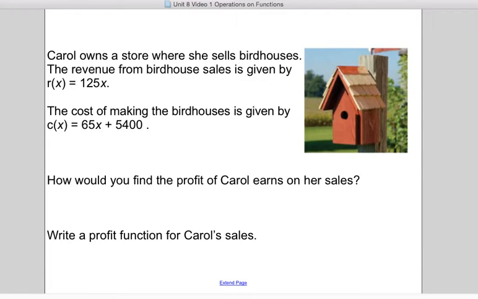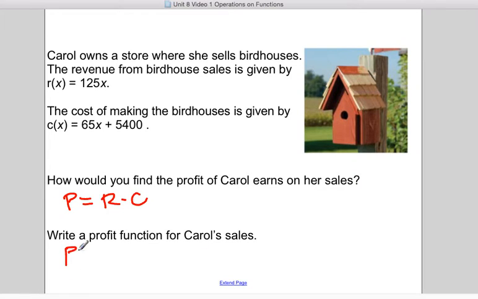Well, profit is how much money you actually take home. So your profit is equal to your revenue, which is the total amount of money you bring in, and C is the cost to make the birdhouses. So you take your revenue and you subtract your cost.